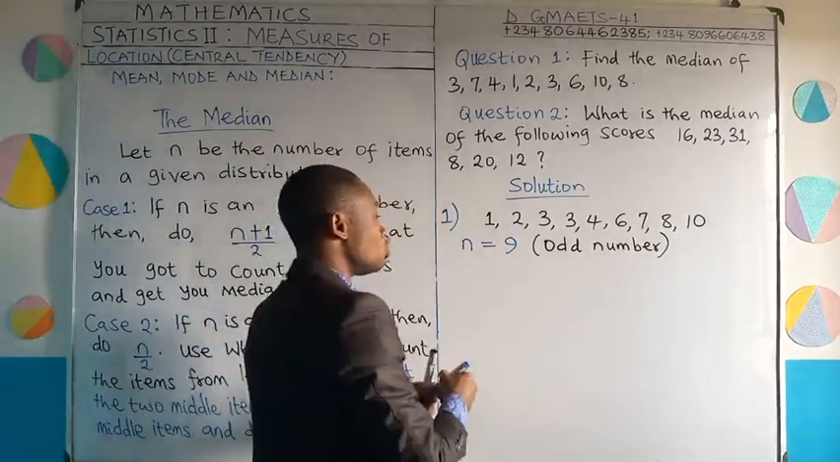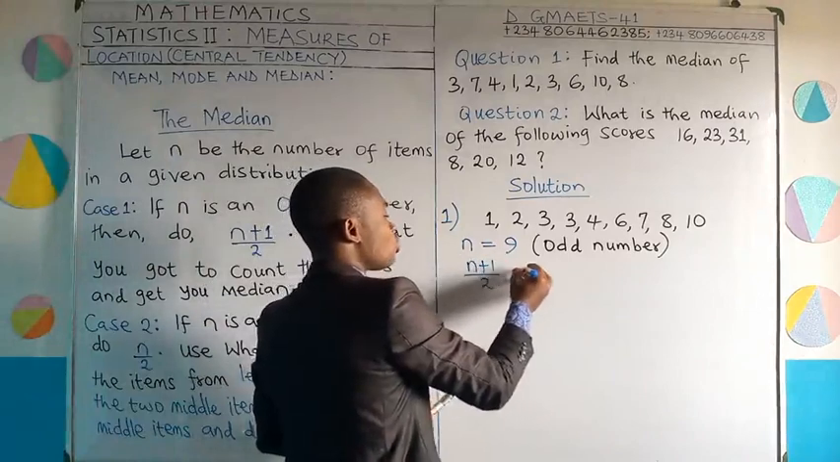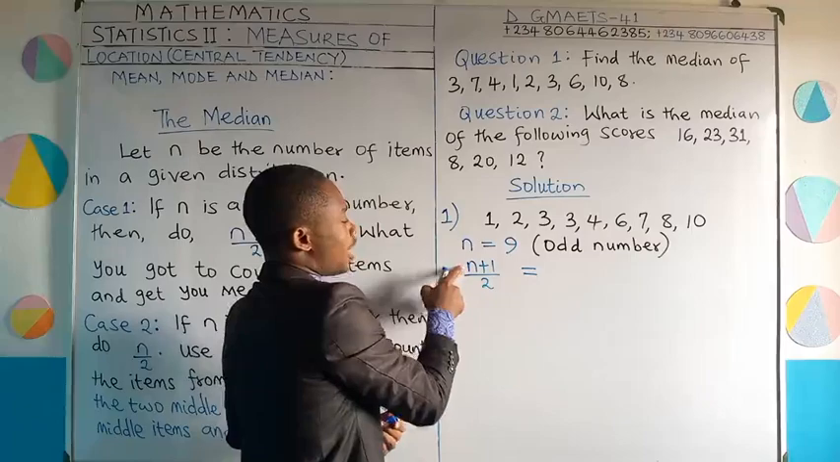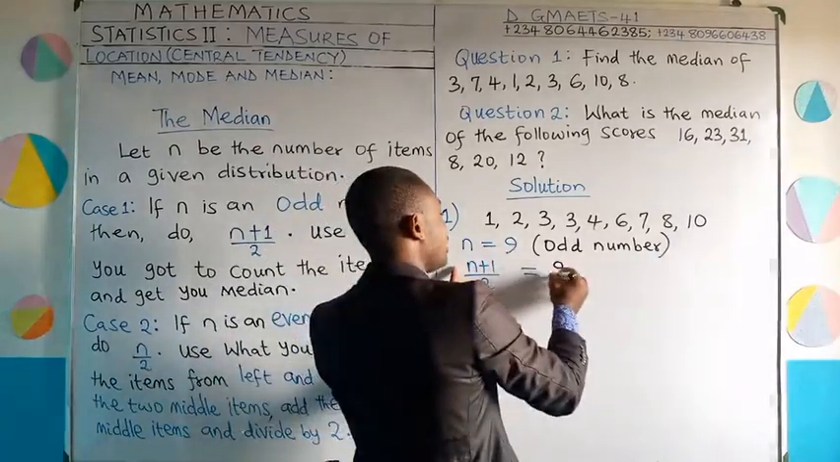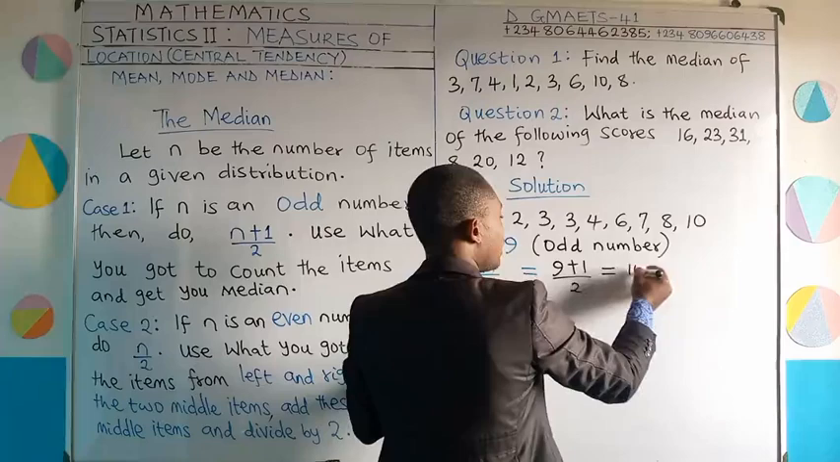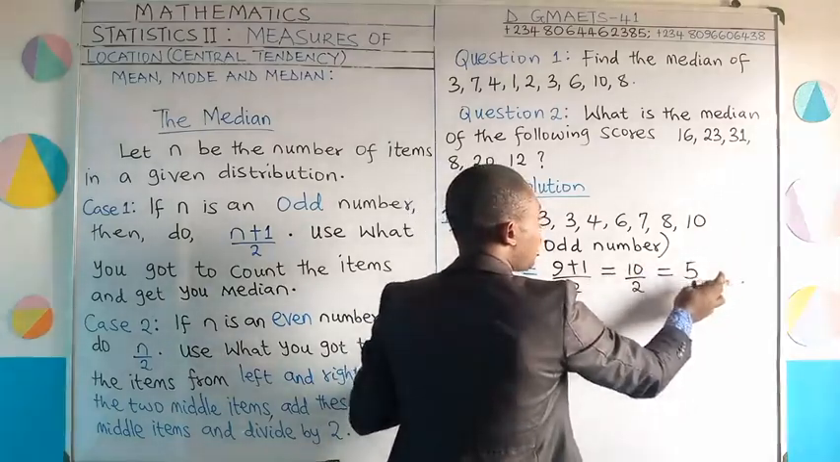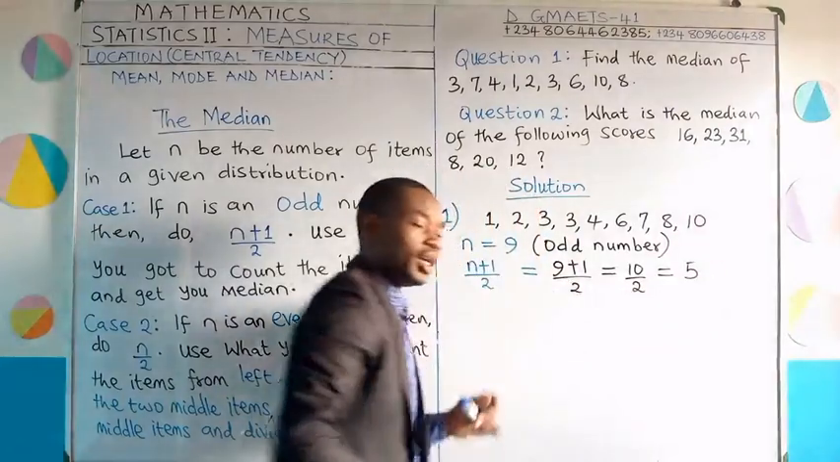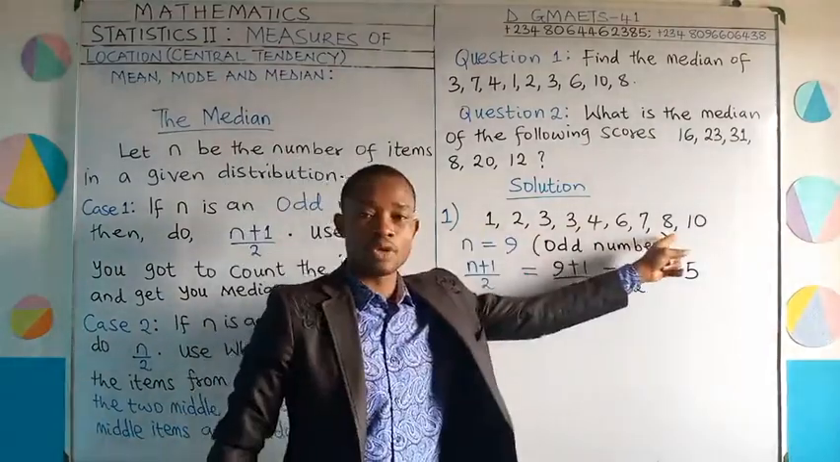So what would we do? We are going to do n plus 1, then divide it by 2. Let's substitute for n and see what we would get. N is 9. So if you do 9 plus 1 divided by 2, it will give you 10 divided by 2, and this will give you 5. This 5 means the fifth number. This 5 means what? The fifth number in the distribution.